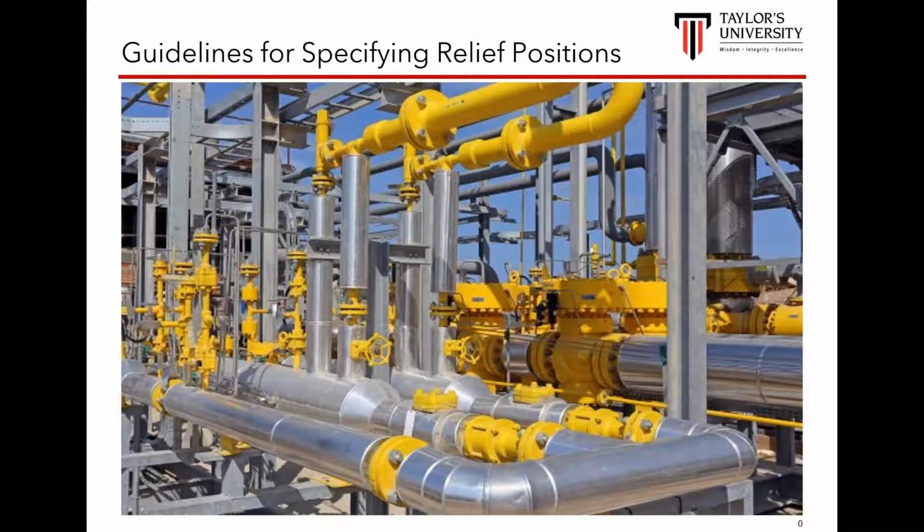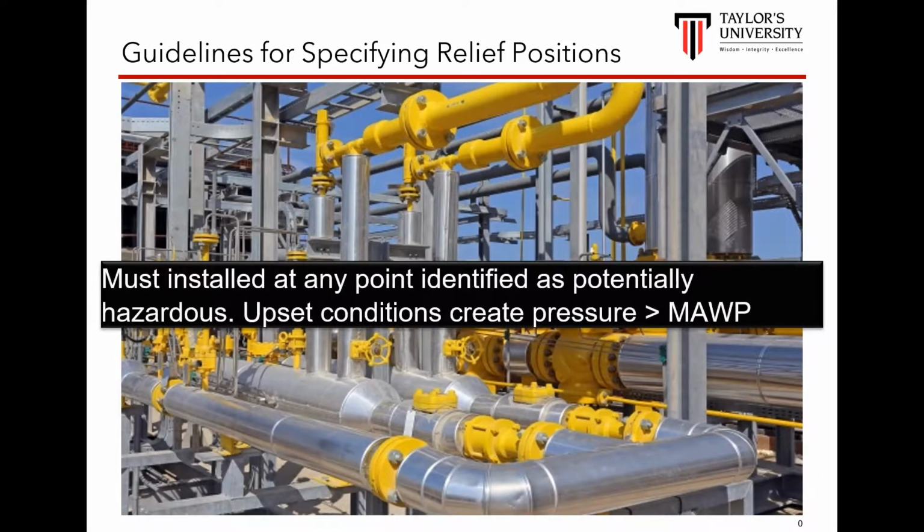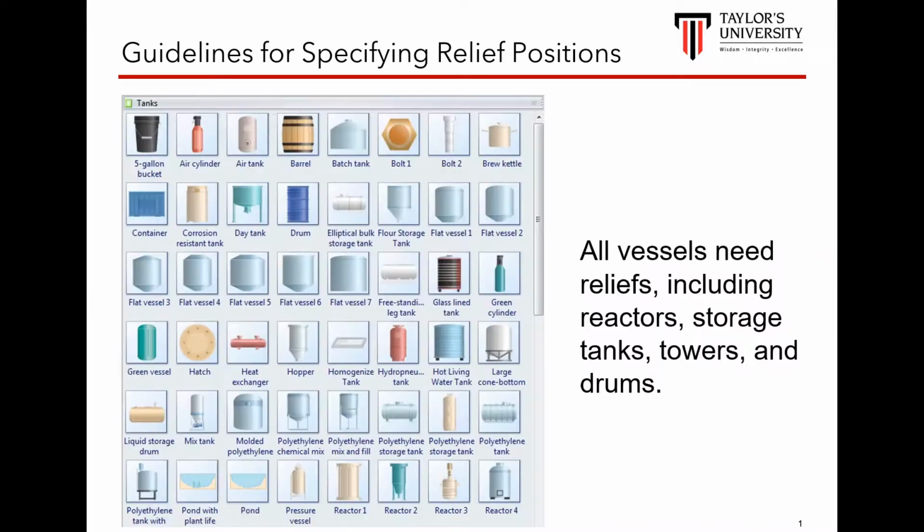So the type of questions we normally ask in this review process is: what happens with the loss of cooling, heating, and agitation? What happens if the process is contaminated or has a mischarge of catalyst, of monomer, etc.? So as a simple guideline to specify any relief position, it has to be installed at any point identified as potentially hazardous, any upset condition that creates pressure more than the maximum allowable working pressure. So a simple rule of thumb, number 1, is all vessels need reliefs.